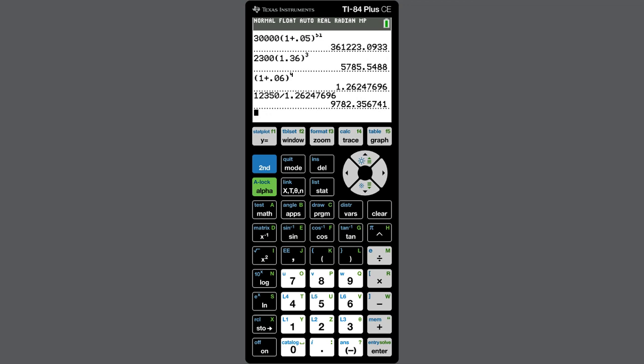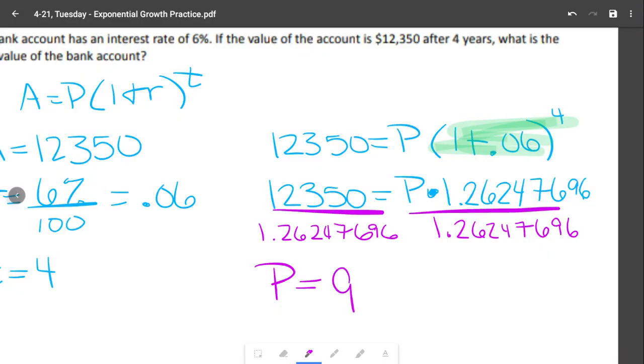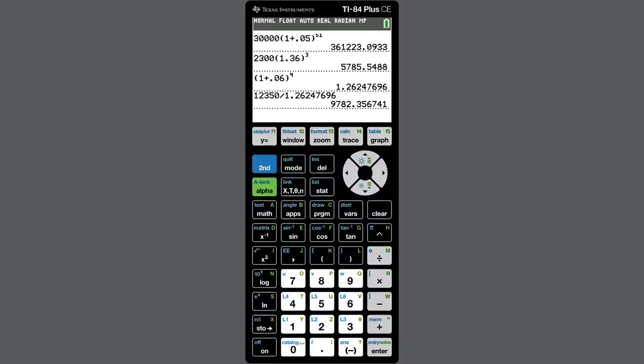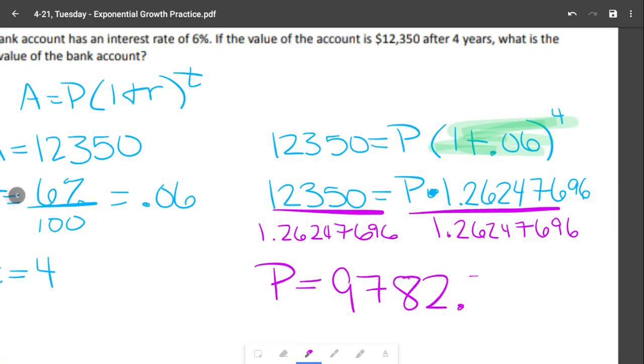And this is money again, does not tell us where to round. So 2 decimal places, 9,782 and 36 cents, 0.356. The 6 makes us round up. So 0.36.